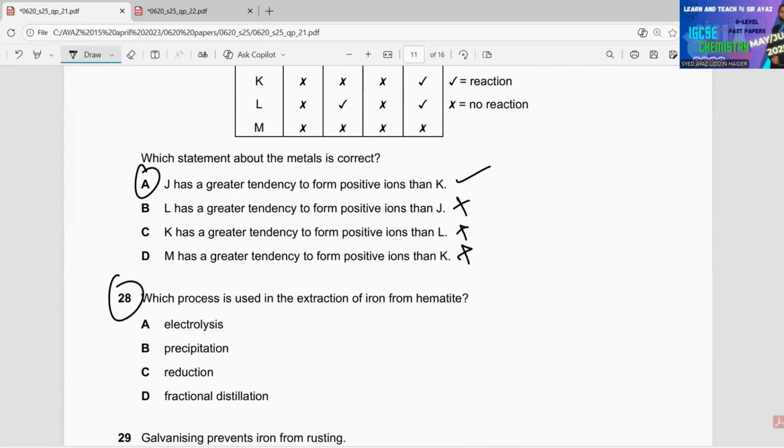28. Which process is used in the extraction of iron from hematite? During the extraction of iron from hematite, the process is reduction. C must be the right answer in this case. All the other choices are incorrect.